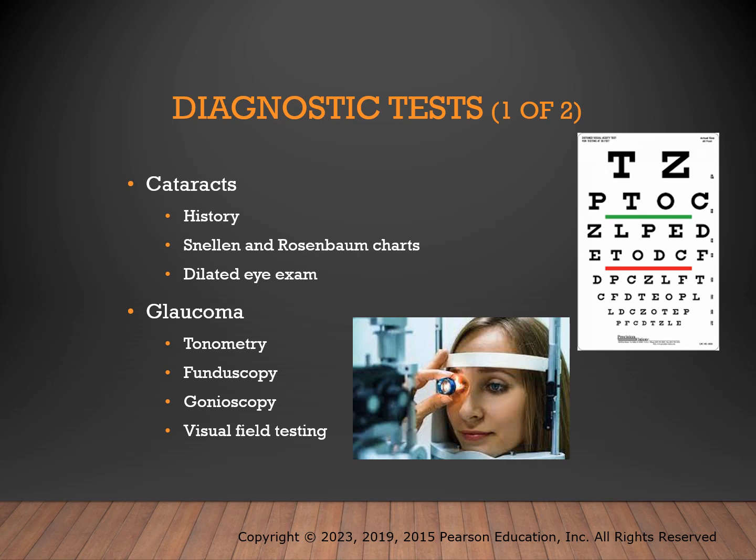Diagnostic test. Cataracts are diagnosed on the basis of the patient's history and eye exam. The Snellen and Rosenbaum charts are used. A dilated eye exam with either an ophthalmoscope or slit lamp examination provides a magnified view of structures of the eye. Ophthalmoscope examination confirms the diagnosis by identifying the location and extent of a cataract. As the cataract matures, ophthalmoscopy reveals a dark area instead of the red reflex that you should see in the back of the eye.